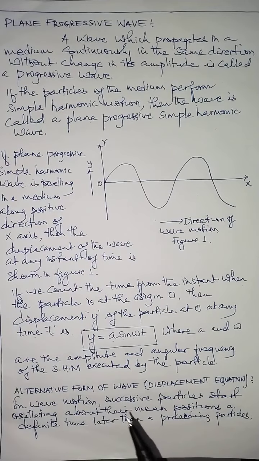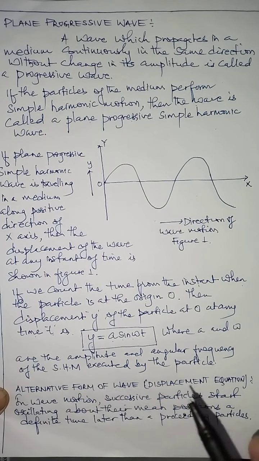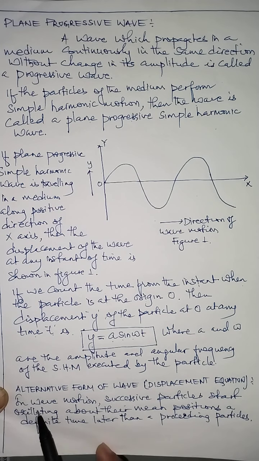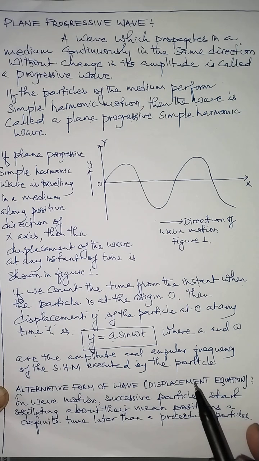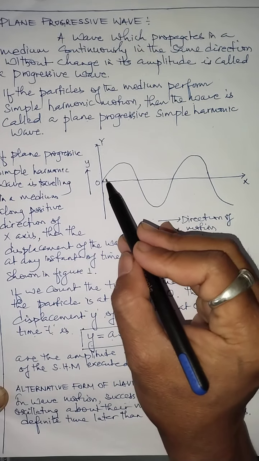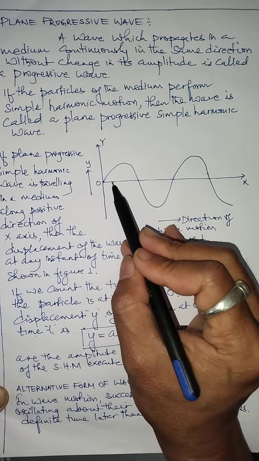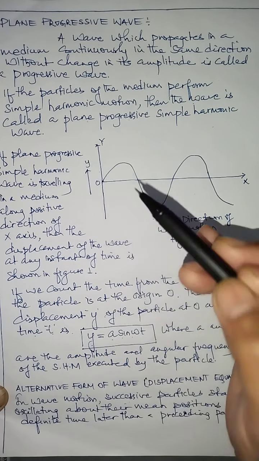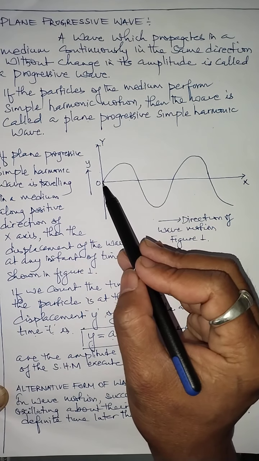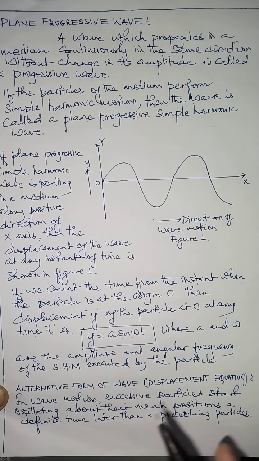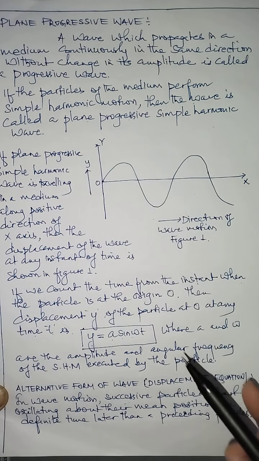Now children, we will write the same displacement equation in terms of the phase, also called the phase angle. In order to write the displacement equation in phase angle, we know that in wave motion, when the wave propagates, successive particles start oscillating. If this is the particle from where the wave starts, then the other particles are the successive particles. They also start oscillating. It's not that only one particle oscillates. At any instant of time, the successive particles also start oscillating about the mean position.